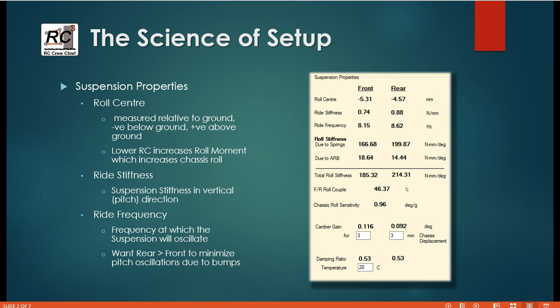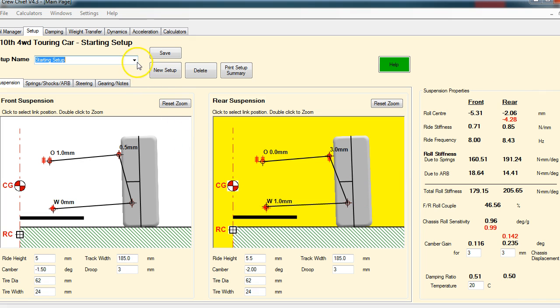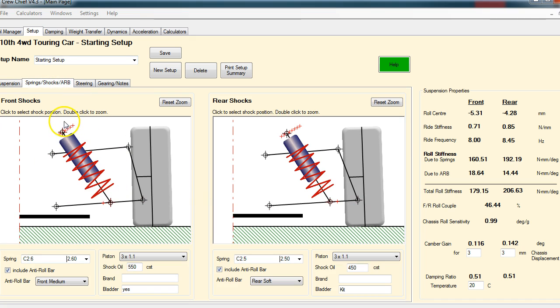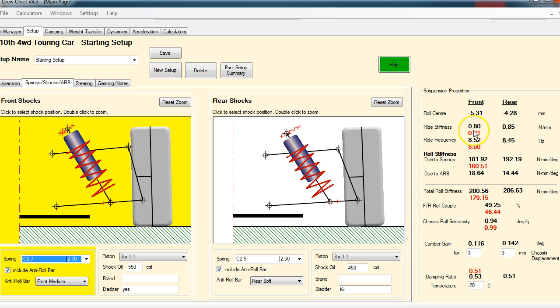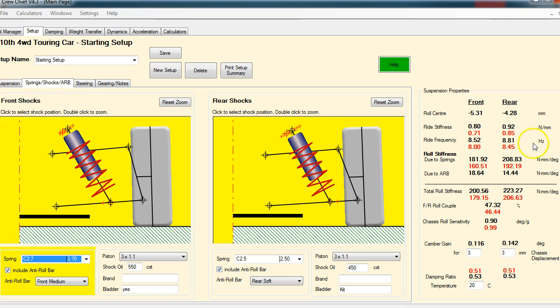So let's have a quick look at what we can do here to adjust our ride stiffness. Reset it again. So ride stiffness is primarily affected by our shocks and our shock angles. By changing springs, if we go to a stiffer spring, that's going to increase our ride frequency. If we stand our shock up, that's going to increase our ride stiffness and our ride frequency. Similarly on the rear, we stand up our rear shock. Now we've increased our ride frequency on the rear as well.